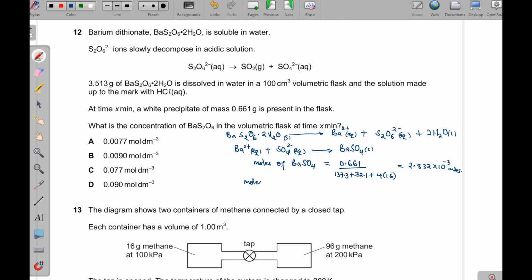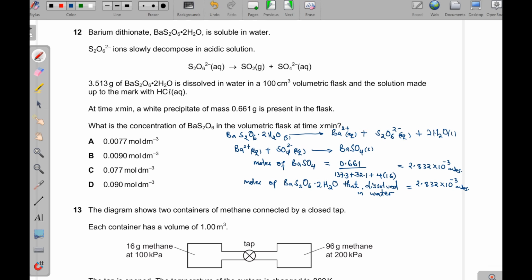So I will say that moles of barium dithionate here, that reacted, or that dissolved in water, it is this same figure here. Okay, so let me just put it there.